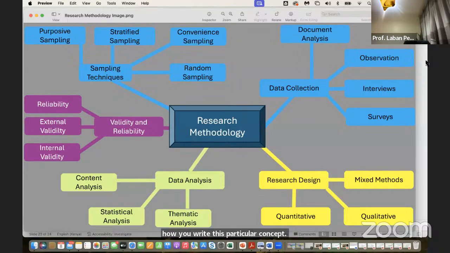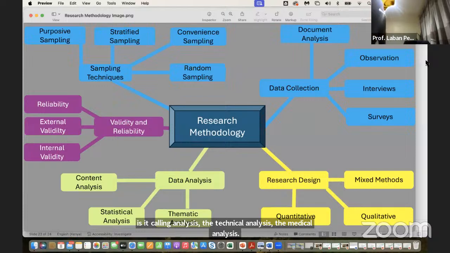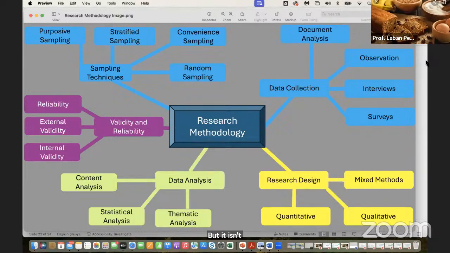Because when you write the concept very well, now you realize how easy it is actually, because these are just methods. When we talk about research design, and if it is design, what is it? Is it quantitative? Is it qualitative? Is it mixed method? If you talk about data analysis, then what is it? Is it content analysis, statistical analysis, thematic analysis? Validity and reliability of your research methodology, look at how it opens up several ways of addressing your write-up of, say, for example, chapter 3.